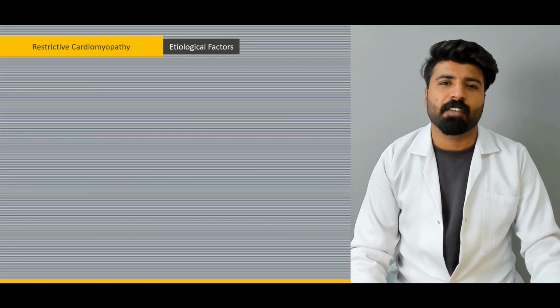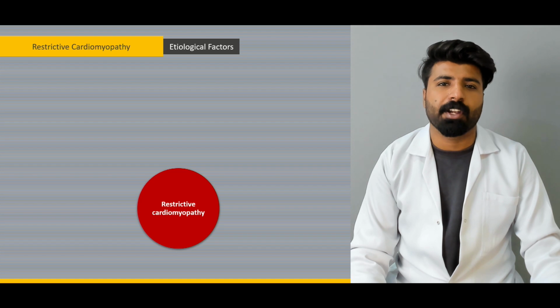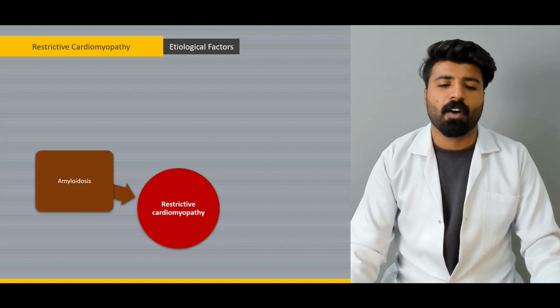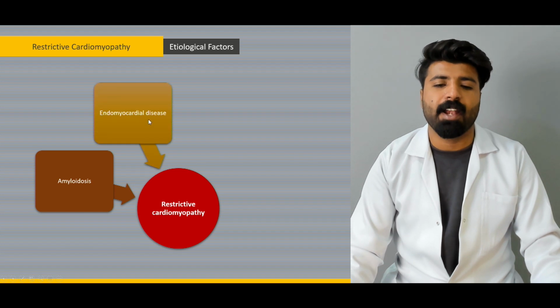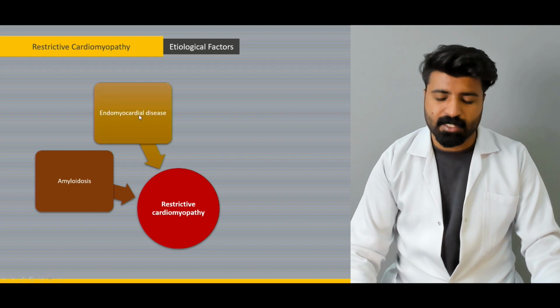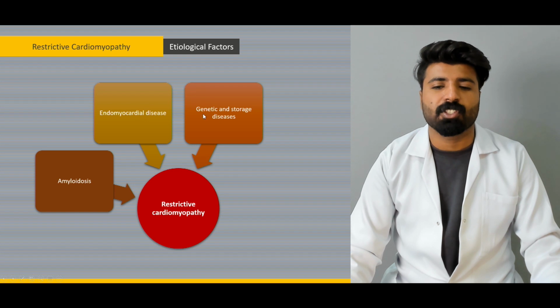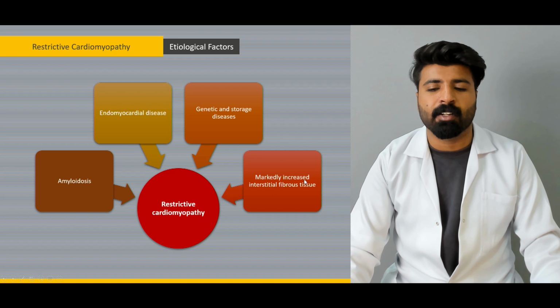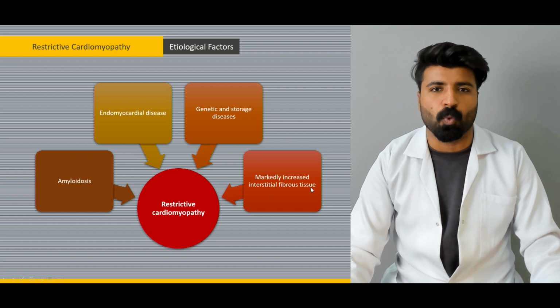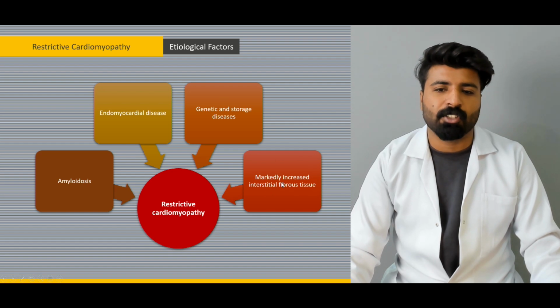Next on, we have restrictive cardiomyopathy. What are the etiological factors for restrictive cardiomyopathies? First of all, we have amyloidosis. Next on, we have endomyocardial diseases. Next on, we have genetic and storage diseases. And then we have markedly increased interstitial fibrous tissue. Now, these four are the etiological factors which will lead to restrictive cardiomyopathies.